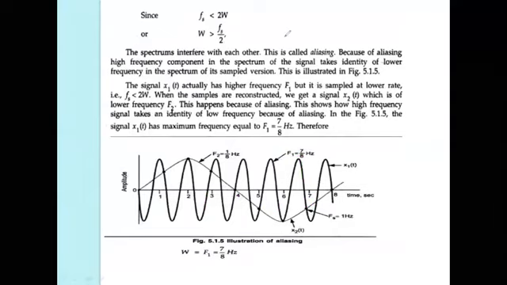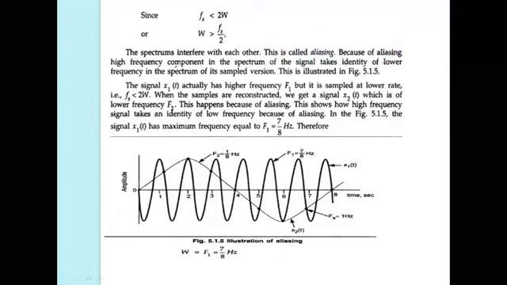The omega is, say, FM. 2FM is greater than Fs, or Fs is less than 2FM. Both are the same, my dear students. Here they are saying that Fs is less than 2 omega, or omega is greater than Fs by 2. The spectra interfere with each other; this is called aliasing.